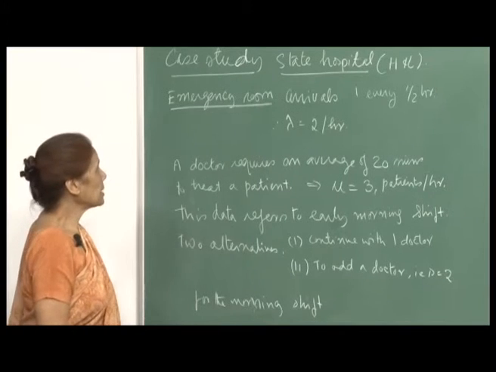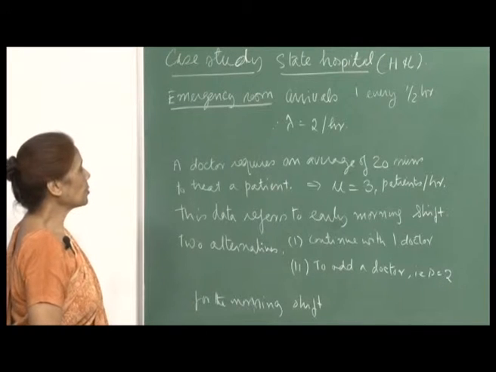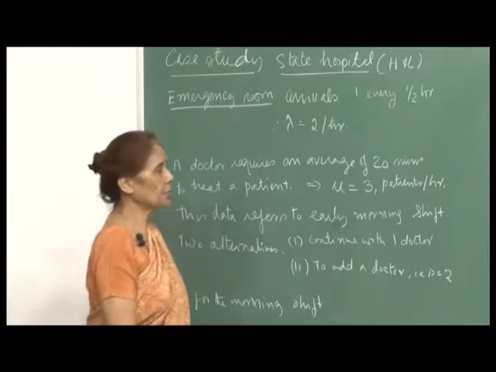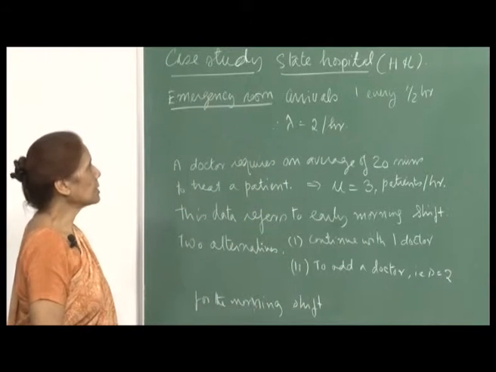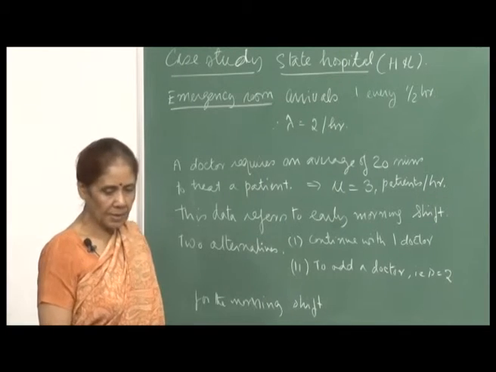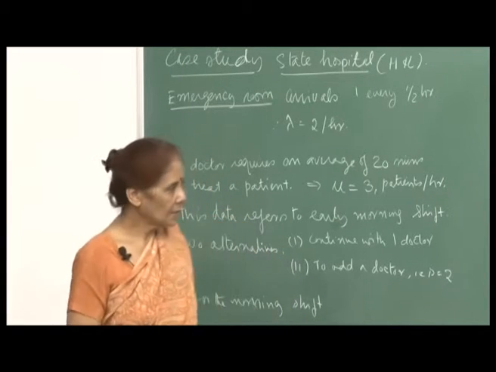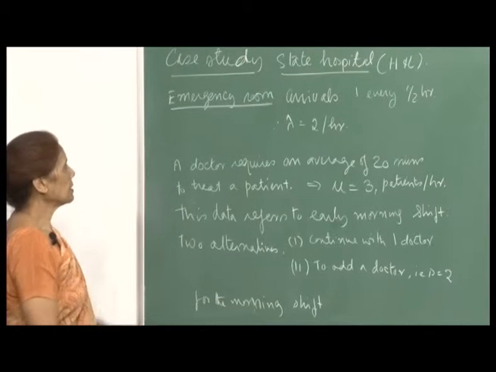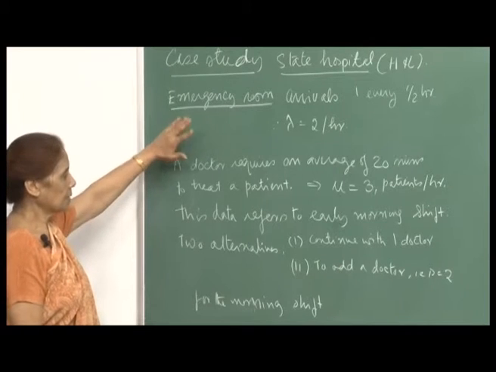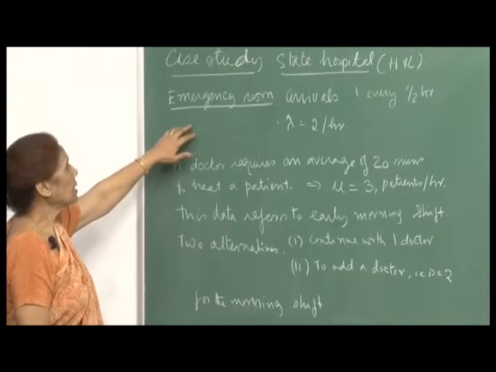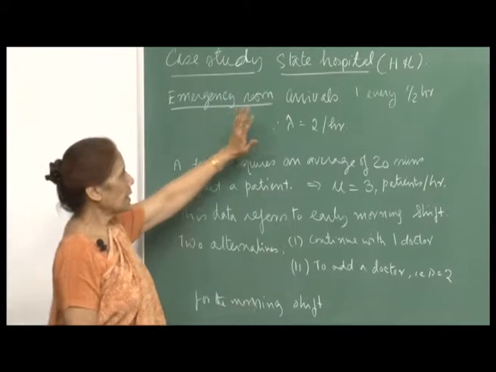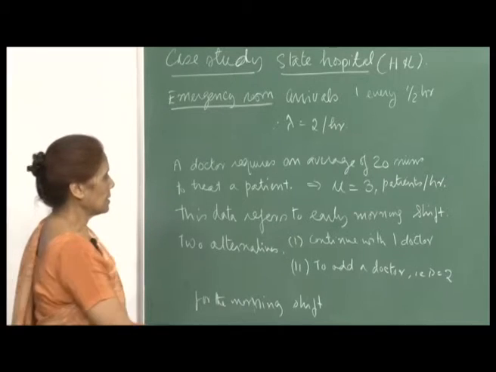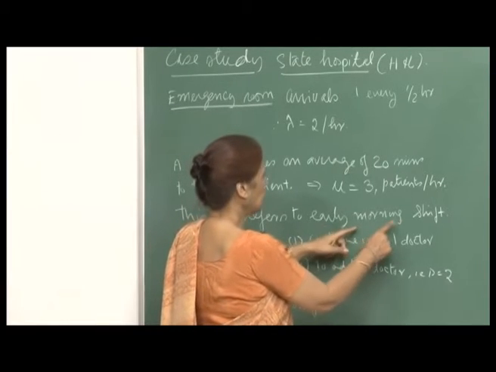I have taken this case study from the state hospitals in the US, from the book by Hillier and Lieberman. Again, this reference will be given at the end of the course. The state hospitals in the US are called county hospitals. The data was collected from a county hospital, and the emergency room is considered, because that can be modeled really well. This data refers to the early morning shift.